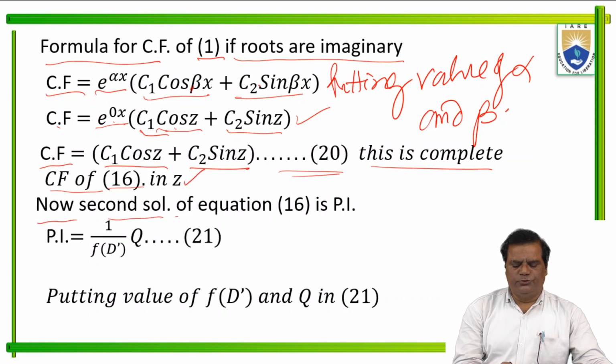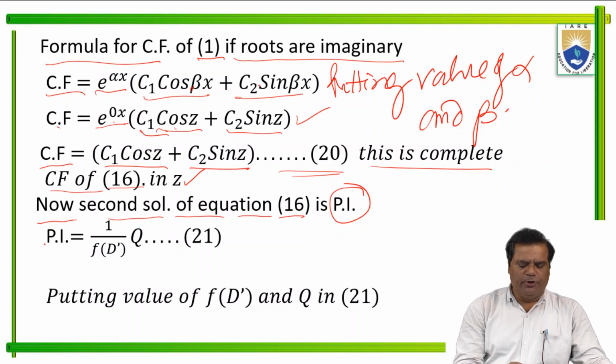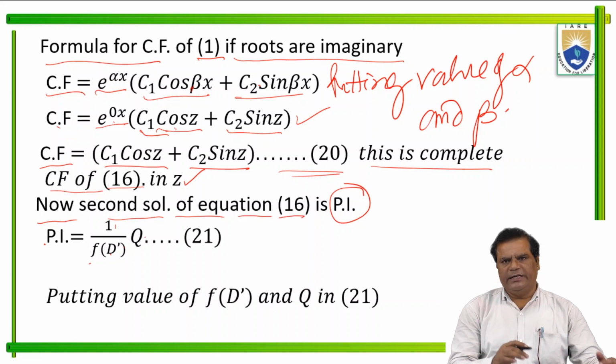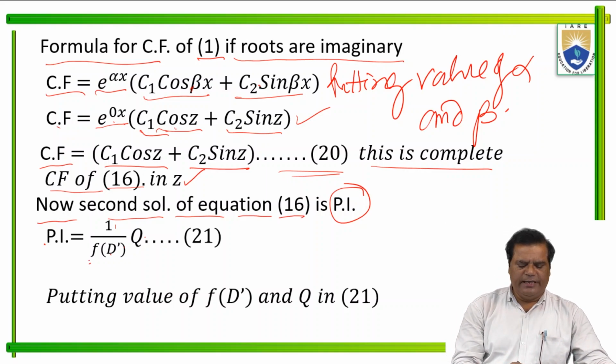Now, the second solution of equation 16 is the PI, the particular integral. So we apply the formula for PI here. PI equals 1 upon f(D') into Q, because this question is given with independent variable z. If there is a z variable, then the derivative is D'. So f(D') into Q.